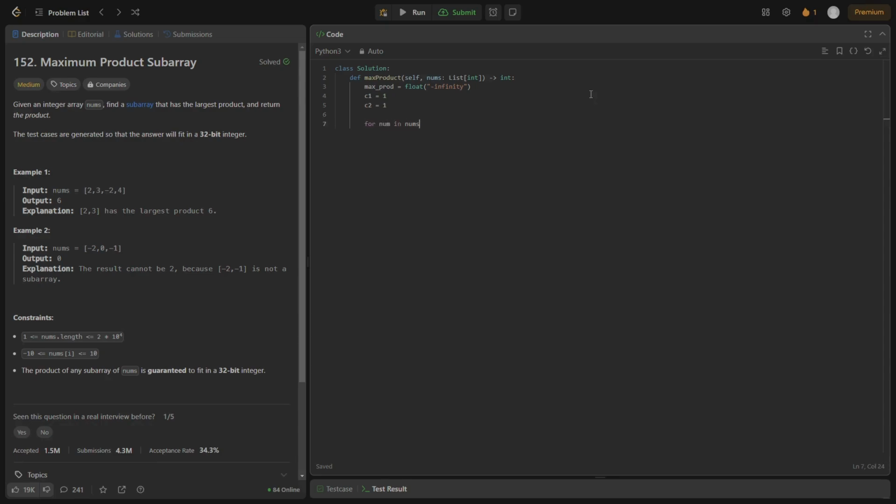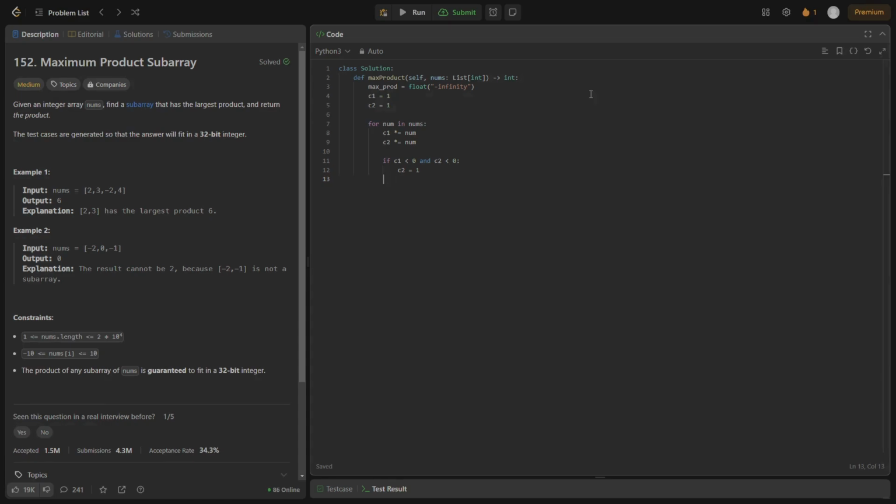For num in nums, so this iterates through the list of numbers, and num just holds whatever number we're at. Well, we're just going to multiply C1 and C2 by that number. Now, we want to check if they are both negative. If C1 is less than 0 and C2 is less than 0. Well, remember then we want to reset C2 to 1, and we want to keep the original value of C1, just in case that number turns back to positive again.